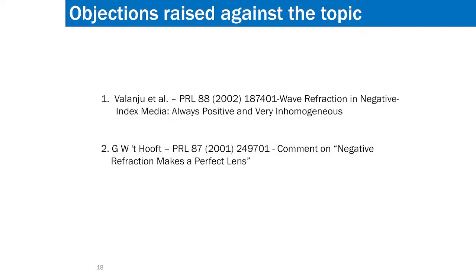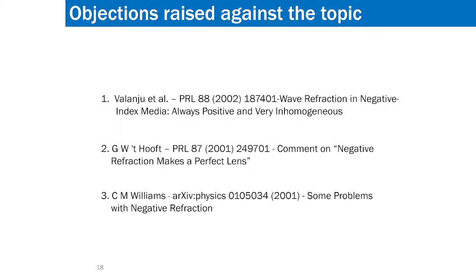Then there were some comments regarding negative refraction, which makes a perfect lens. We'll discuss the perfect lens later. But to that effect, there were objections. Then Williams, in his paper in 2001, said that there are problems with negative refraction and he identified some of the problems. Next.